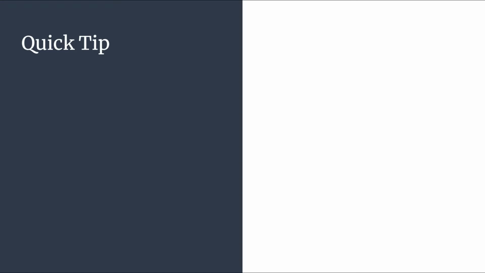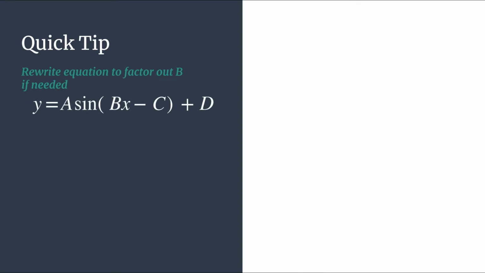So before we get into the method, a quick tip that will help deal with some of the really advanced equations is to rewrite your equation to factor out your b term if needed. So our general equation looks like this, and if we factor out b, it looks a little messy right now, but with actual examples, this can be really, really helpful.